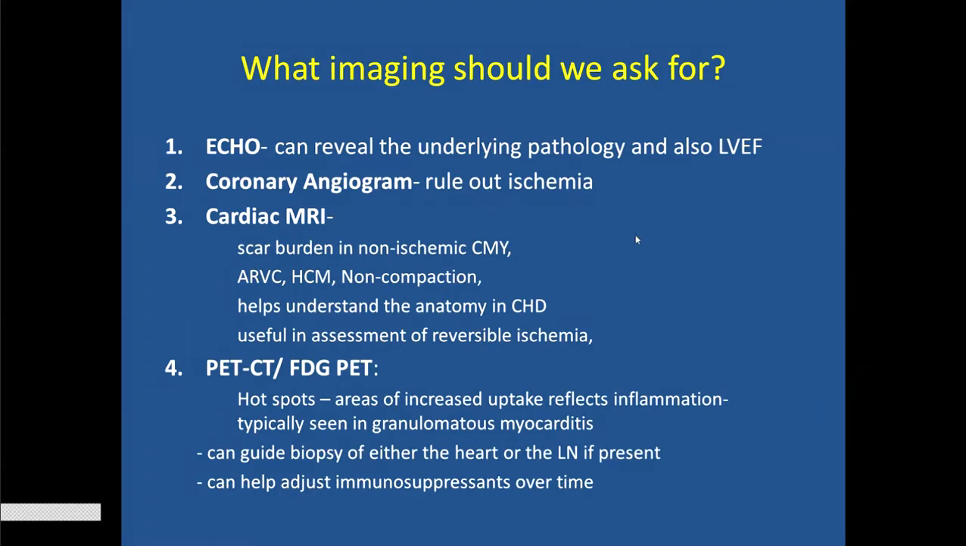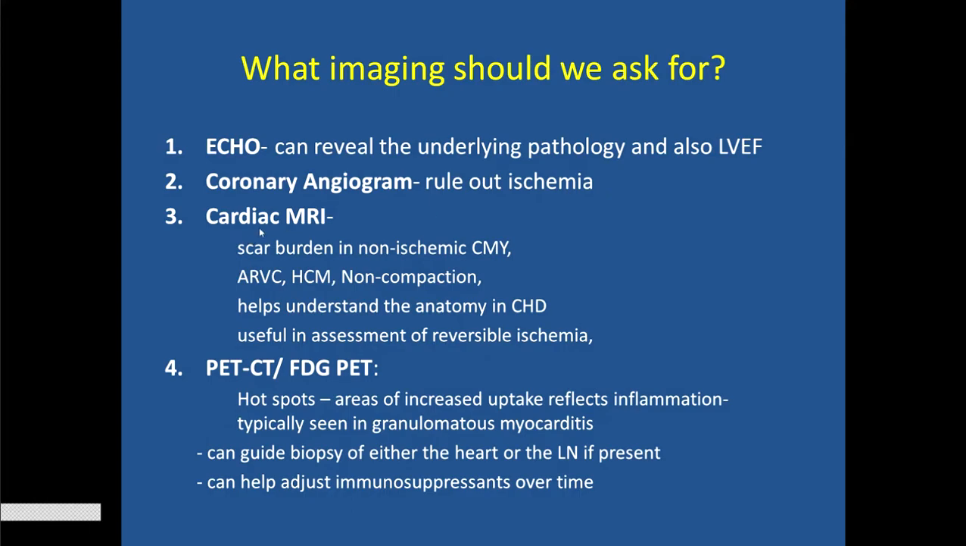And what imaging should we ask for? Echo, always a must in the emergency setting, in any setting, can reveal the underlying pathology and also the ejection fraction. For example, bundle branch reentry VTs are more common in patients who have low ejection fraction, whereas scar-related VTs can occur even in patients with a good ejection fraction. And there can be a tachycardiomyopathy, which can normalize after ablation, etc.